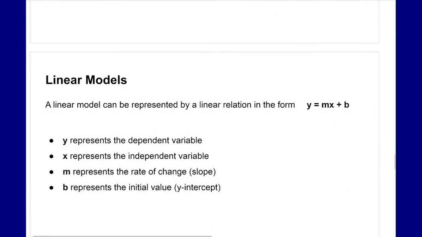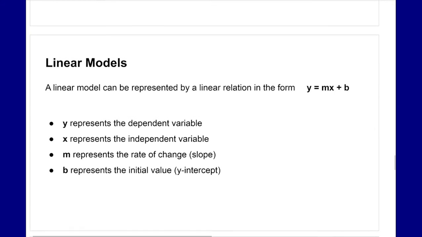So linear models can be represented by a linear relation in the form y equals mx plus b. So that's that equation of a line that we've talked about. Y represents the dependent variable, or the y value. X represents the independent variable, or the x value. M represents the rate of change, or the slope. And b represents the initial value, or the y-intercept. Right, so again, hopefully this is a review from grade 9.